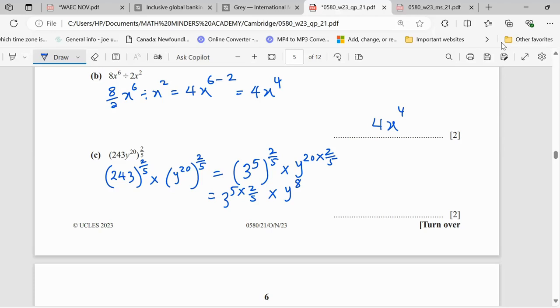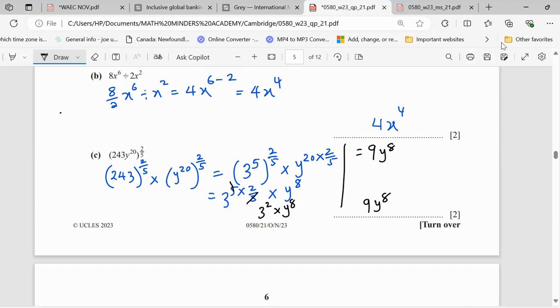So from here, we have this 5 and this 5 down here, and we cancel out. We have 3 raised to power 2, then times y raised to power 8. So everything here is going to give us 9y raised to power 8. So we have 9y raised to power 8 for that very question.